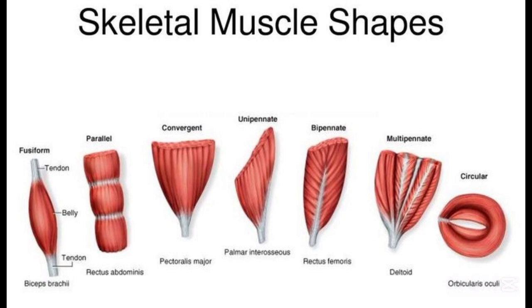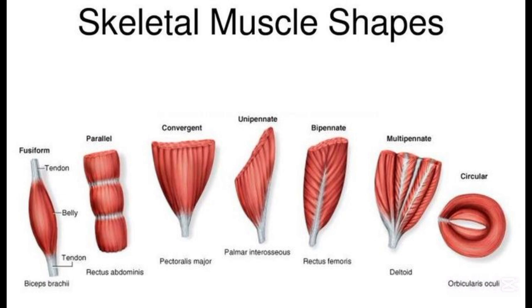The best example is the sartorius muscle. It is the longest muscle of our body. It is present in our thigh. And the next subtype is quadrate, which is rectangular, and its example is the pronator quadratus muscle. It causes pronation at our forearm.